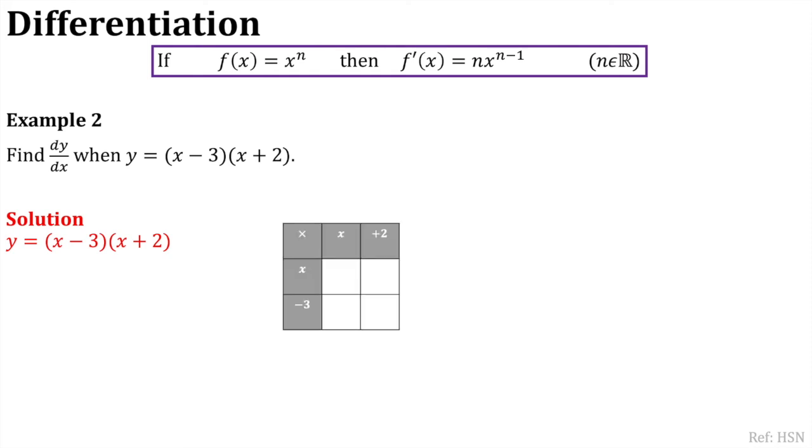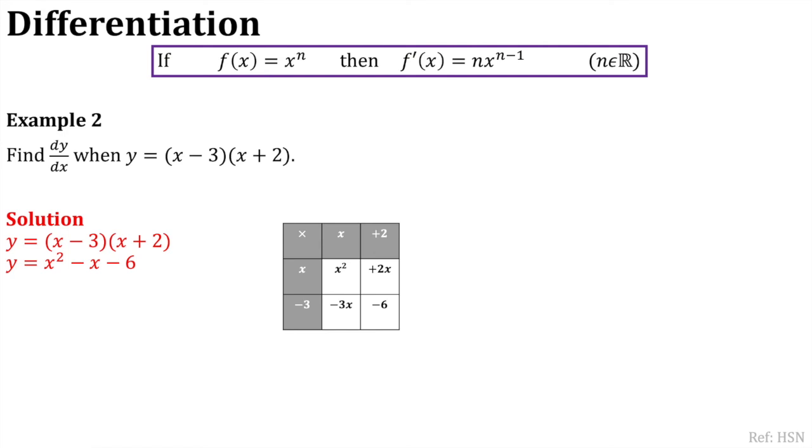So the way we learned how to expand brackets was using the grid method. So you can see here I've set up my grid, and expanding will get me my x squared, positive 2x, negative 3x and negative 6. Now if I collect like terms and simplify here, I get y equals x squared minus x minus 6. Now so far I haven't even differentiated yet. I've just expanded those brackets, and now I'm ready to differentiate. I have this, I can't do anything else with this, so I'm ready to differentiate this now.